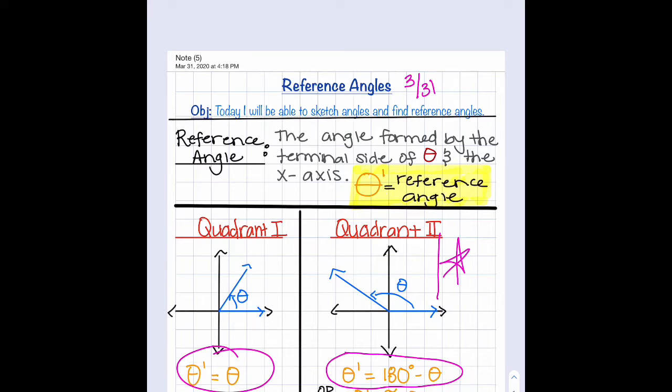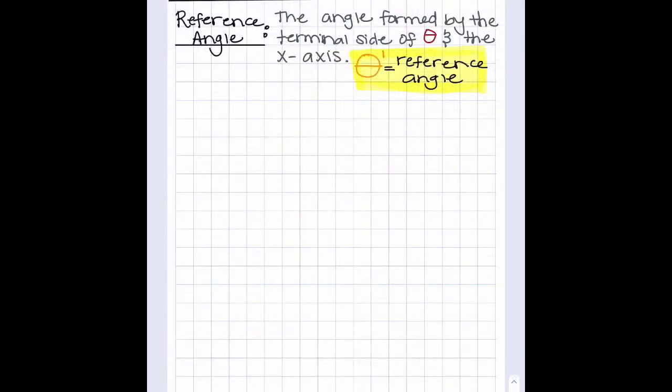The lesson for today is called reference angles. The objective is today I will be able to sketch angles and find reference angles. Let's continue. What is a reference angle? A reference angle is formed by the terminal side of theta and the x-axis.